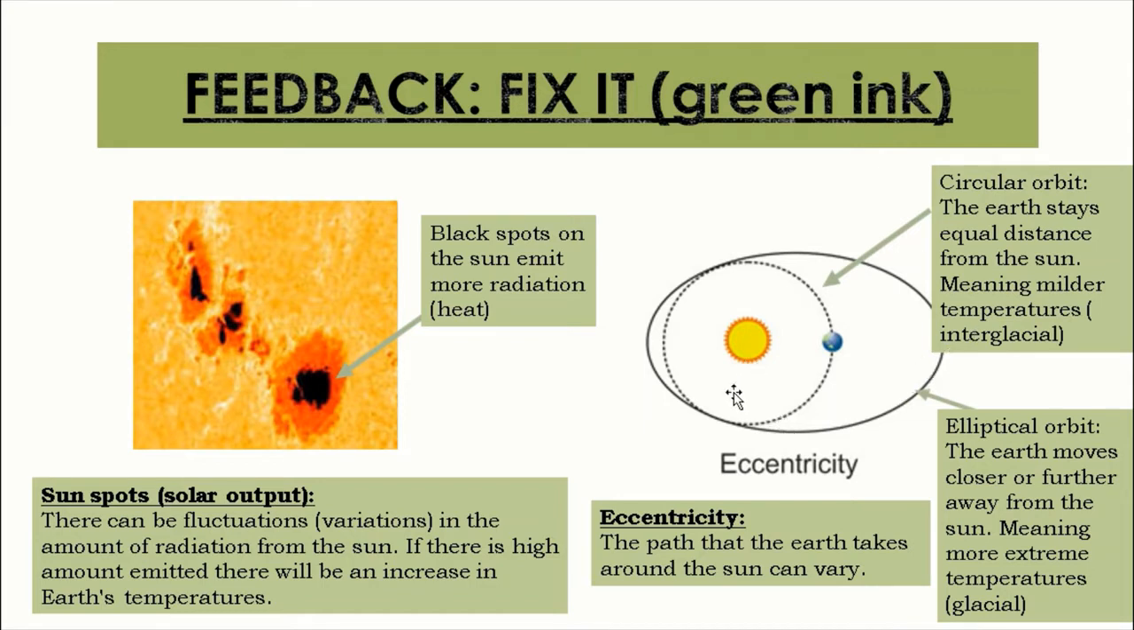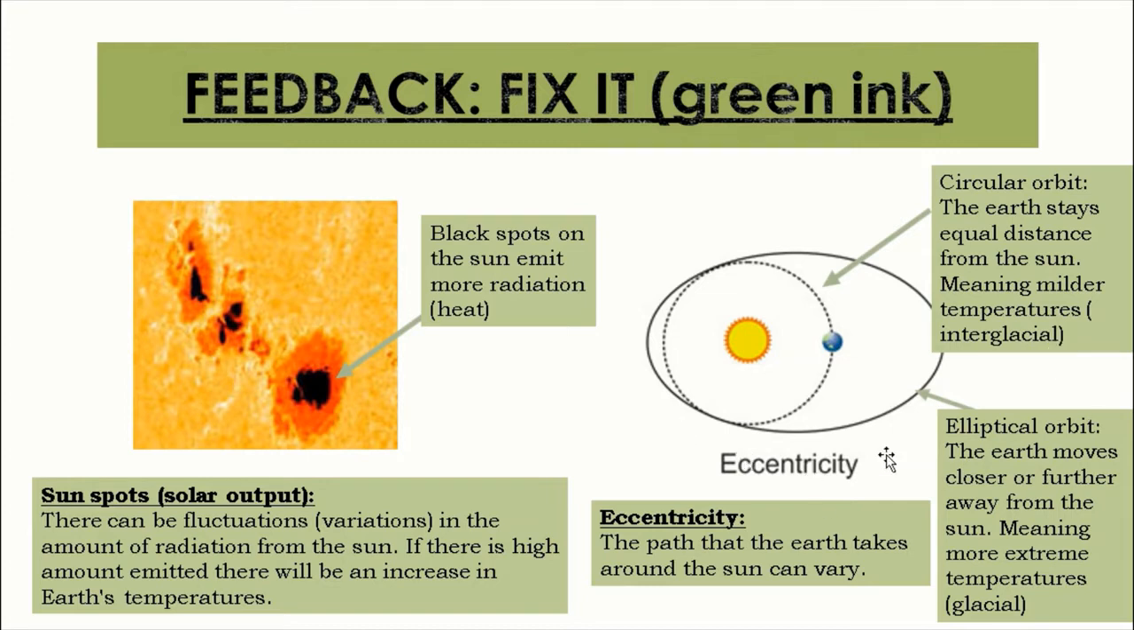When the Earth is in a more circular orbit around the sun, what this means is that it's an equal distance from the sun, meaning that the climate tends to be much milder. So we have more warm summers, and more cooler winters. So there's not much variation. This is what the UK is in now, and it's something called an interglacial period.